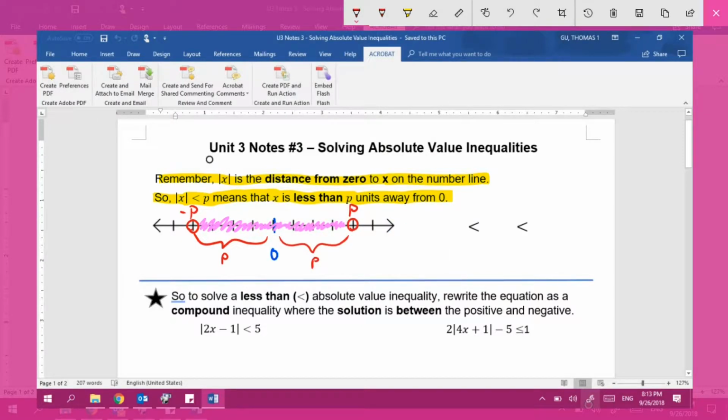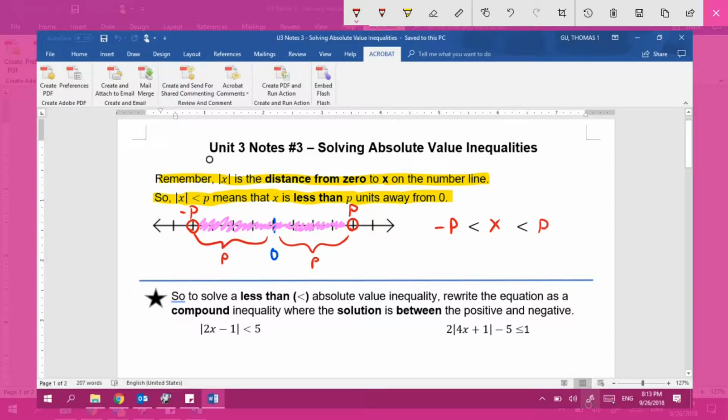Okay, so now that we've seen the visual, we're going to write an inequality that tells us what the possible values of x are. So what is the lowest possible value of x here? It's going to be negative p, and then we have a less than sign because that's what we had in the original inequality, and it's an open circle. And then remember, x is going to go in the middle, and x has to be less than, what's the greatest number it can be?